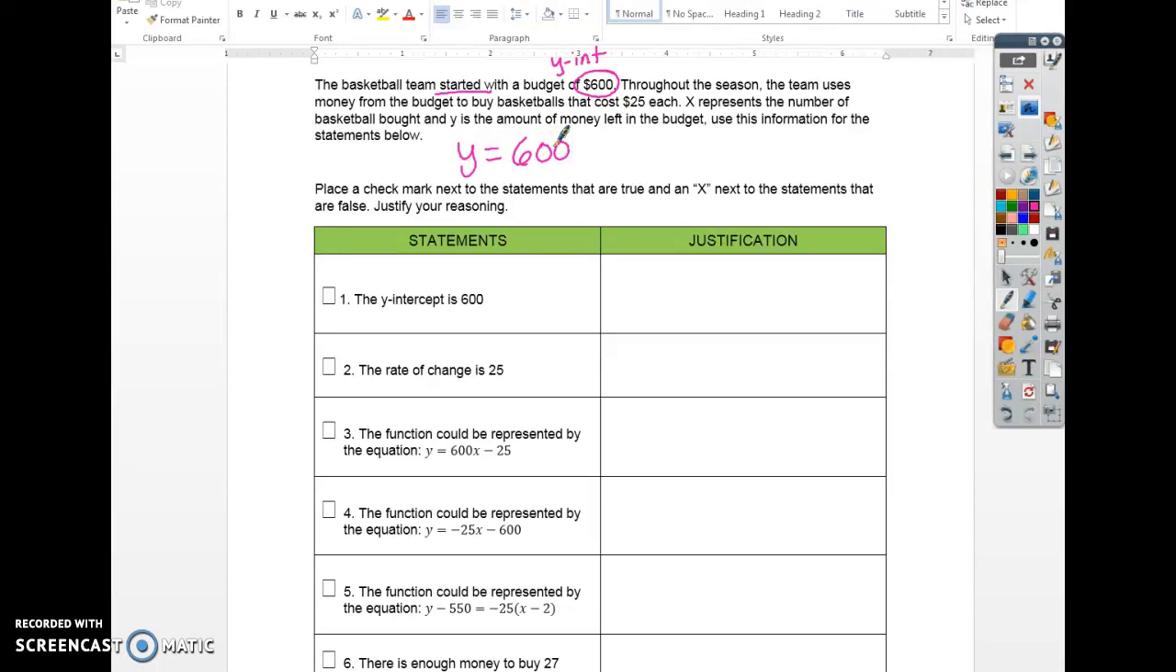What else? Throughout the season, the team uses money from the budget to buy basketballs that cost $25 each. That's another key word that means it's the slope. But is the money getting bigger or is it getting smaller? Smaller because they're using the money. So that's a negative $25 each. So minus 25x. X represents the number of basketballs bought and Y is the amount of money left in the budget. Use this information for the statements below.